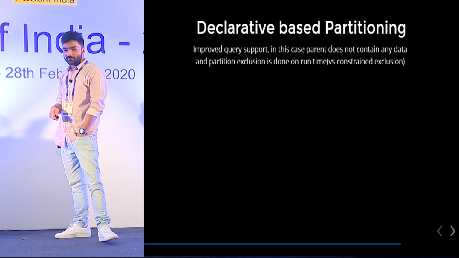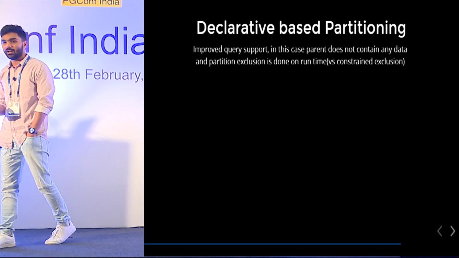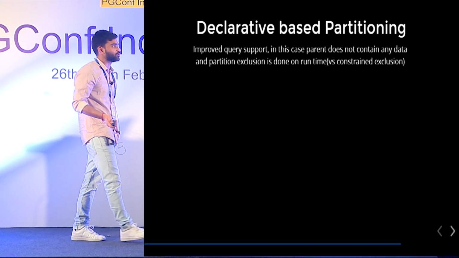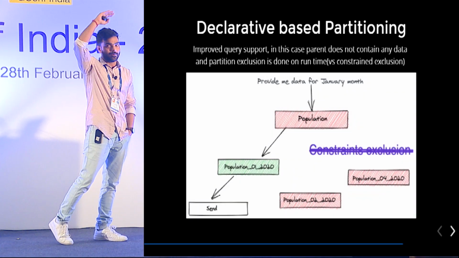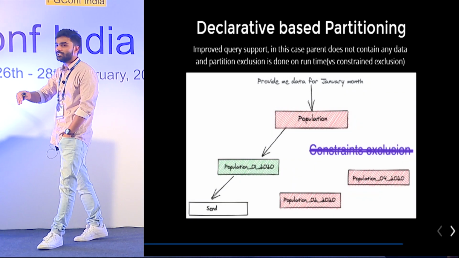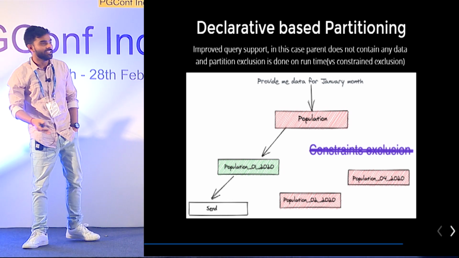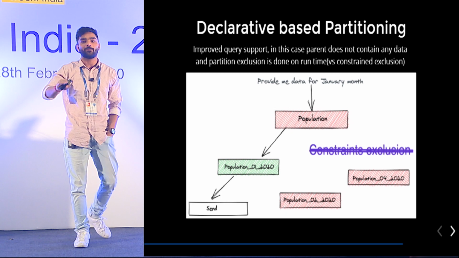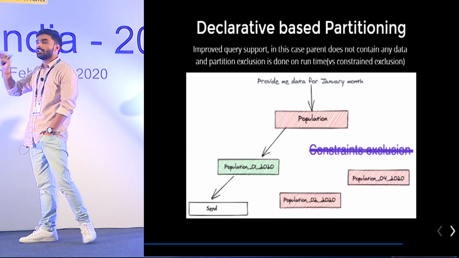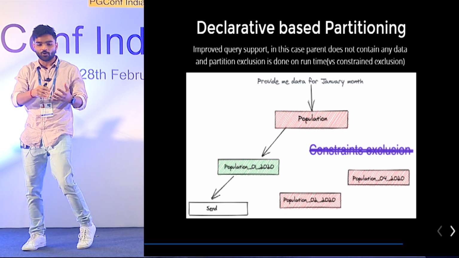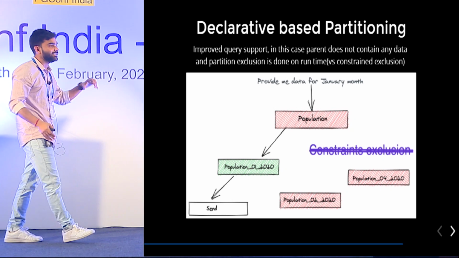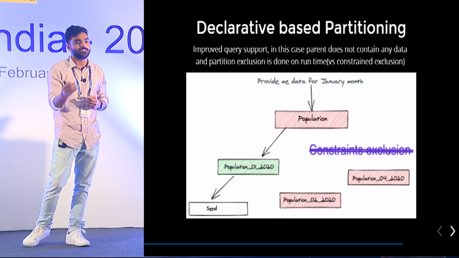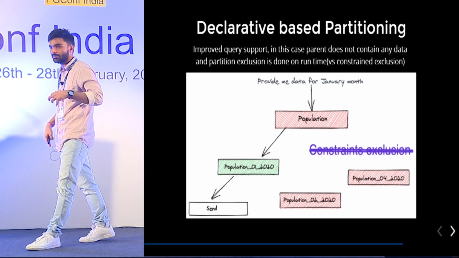Another property of declarative-based partitioning is improved query support. In case of inheritance-based partitioning, you saw that it queries the main table as well as the child table, while in case of declarative-based partitioning, it sees that, okay, I need data for January month. It does not query the parent table. Because it knows that parent is my partition table, it directly goes to my January table and says, okay, give me the data for January month and send it back to the user.